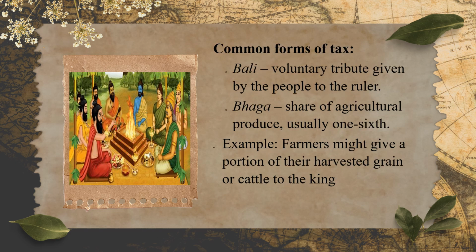The common forms of tax: Bali, voluntary tribute given by the people to the ruler; Bhaga, share of agricultural produce, usually one-sixth of the produce was given as a tax. For example, farmers might give a portion of their harvested grain or cattle to the king.